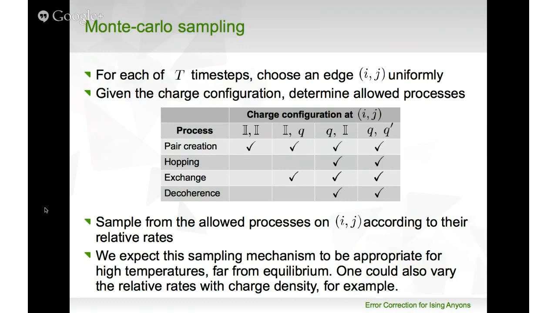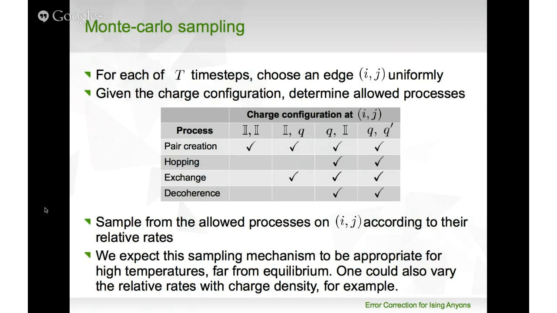we have some set of allowed processes. And not all processes are allowed because some of them would just be trivial, and it doesn't make sense to waste Monte Carlo samplings sampling processes which don't do anything interesting. So we sample from these allowed processes according to the relative rates. On the previous slide, I said we had some rates gamma for each of these things, and we look at relative rates between these processes. And then we sum them up to get a total error rate, and that's what we'll be plotting against in a few slides.